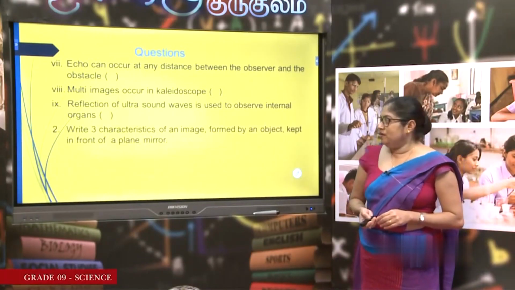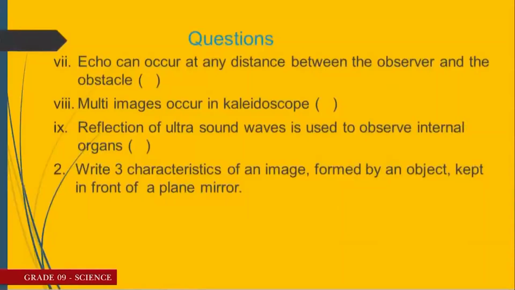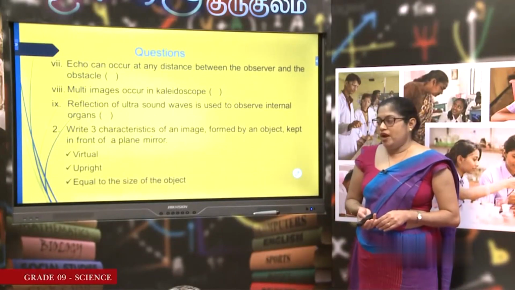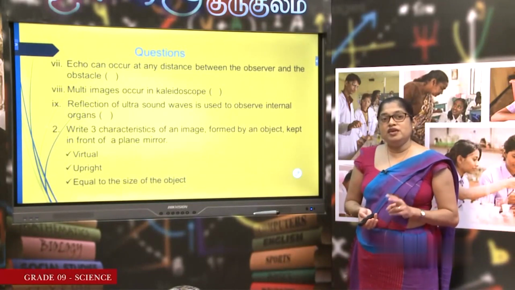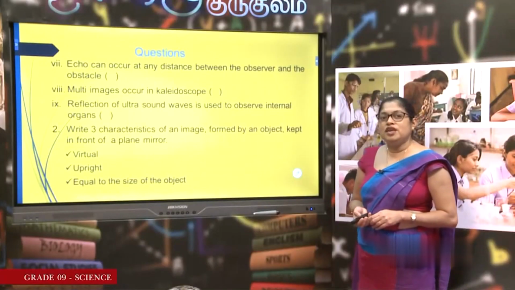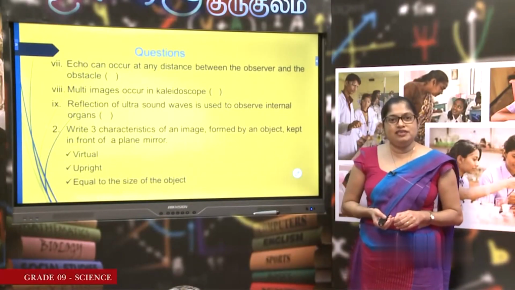Question number 2. Write 3 characteristics of an image formed by an object kept in front of a plane mirror. Image is virtual, upright, equal to the size of the object, and we learnt 2 more. Object distance is equal to the image distance and lateral inversion occurs. If you have written 3 of these things, your answer is correct.